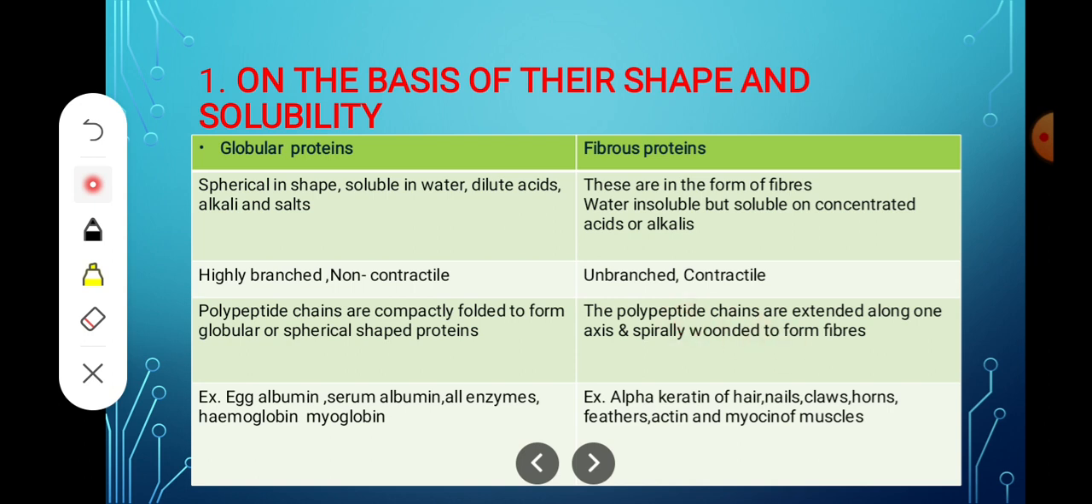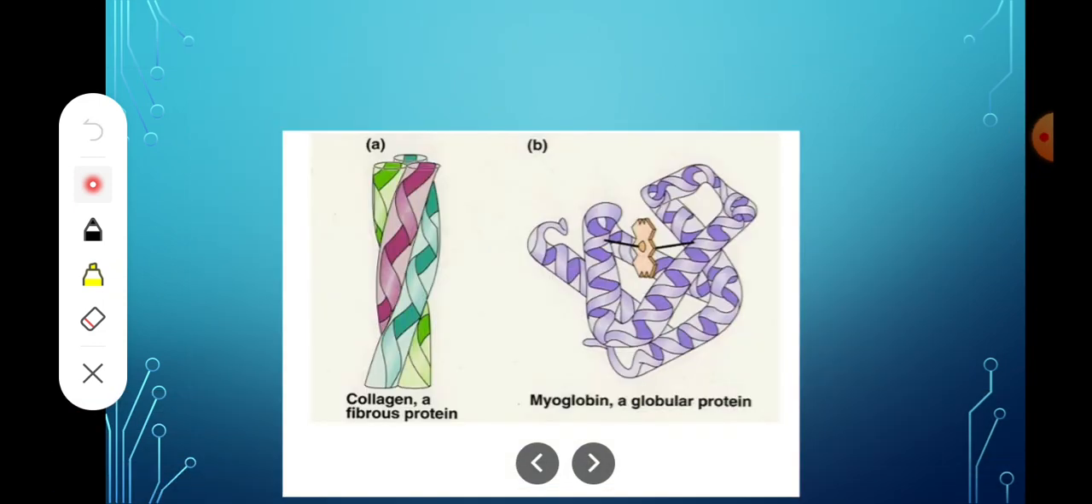The most common examples of fibrous proteins are alpha keratin of hair, nails, claws, horns, feathers, and the proteins of skeletal muscle such as actin and myosin, fibrils of silk, and so on. Then next, see the structure of the fibrous protein and globular protein. This is the structure of fibrous protein and this is the structure of globular protein. Fibrous proteins look like fibers and globular proteins look like a spherical shape.